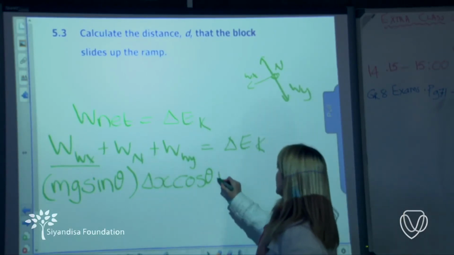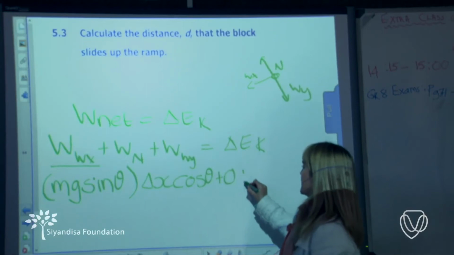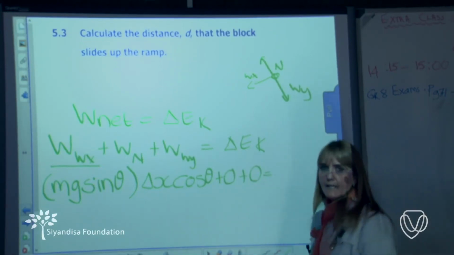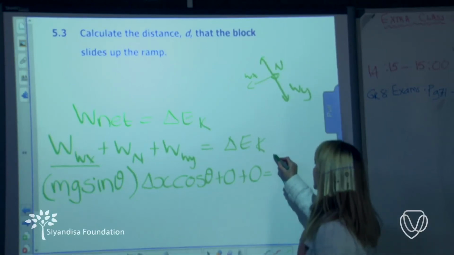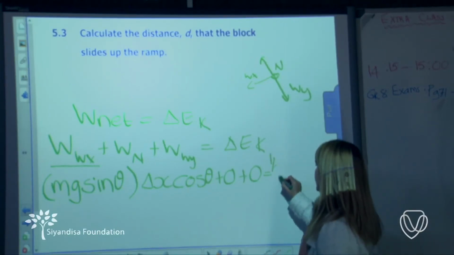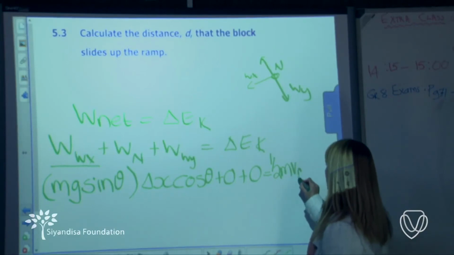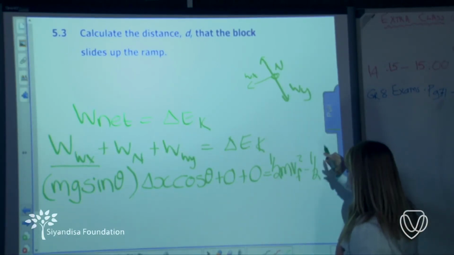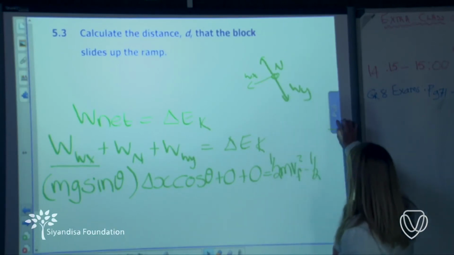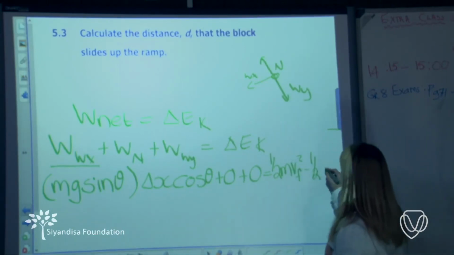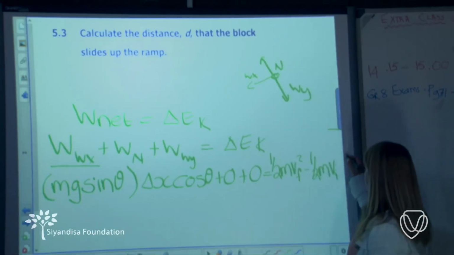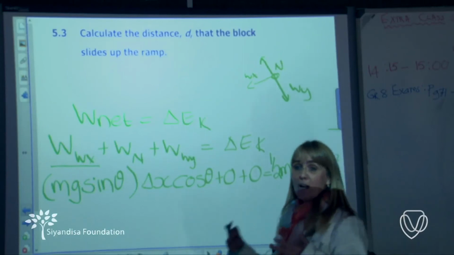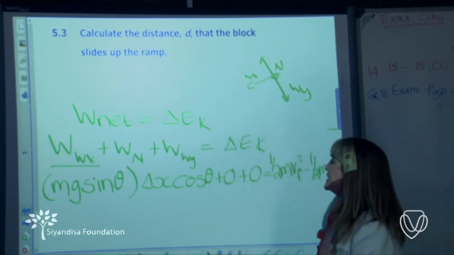The work done by the normal is 0, and the work done by Wy is 0. And that is all going to be equal to delta Ek, which is going to be a half mvf squared minus a half mvi squared. Running out of space again. I hope your planning is better than mine when you write on your page. These equations are going to be long, so you do need space.